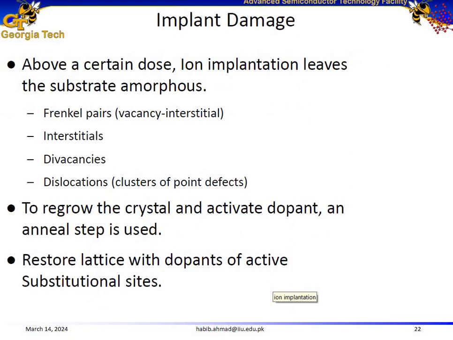So when it introduces damage close to the surface, it results in defects like vacancies, interstitials, divacancies, or dislocations, which are actually clusters of point defects, line defects, for example, dislocations, that kind of stuff. Now, in order to recover from the damage and also to activate the dopants, we need to perform annealing to restore the lattice and also to activate the dopants on proper substitutional lattice sites.